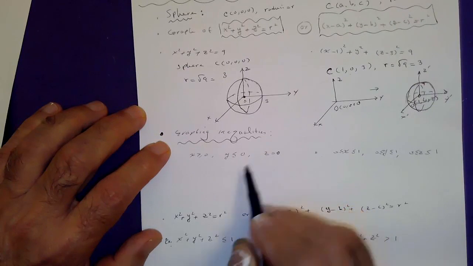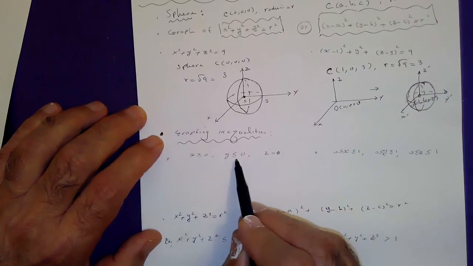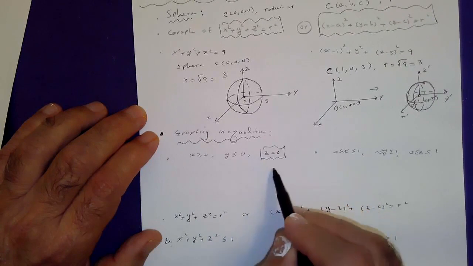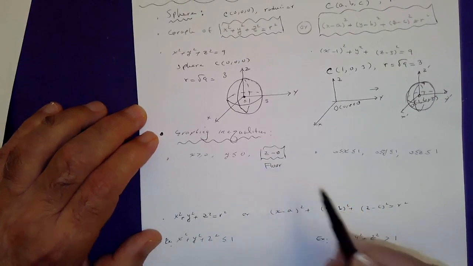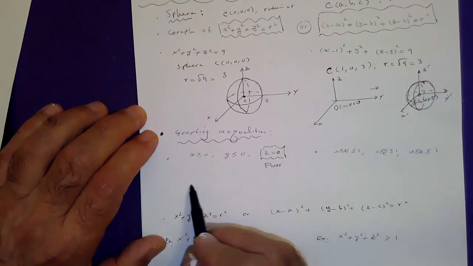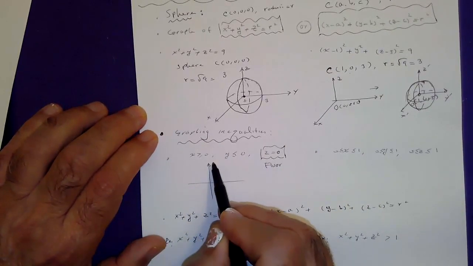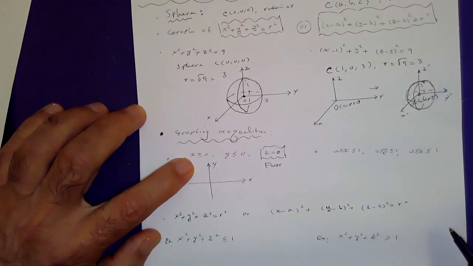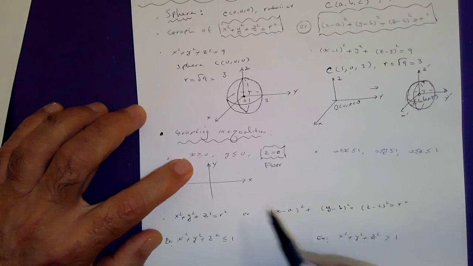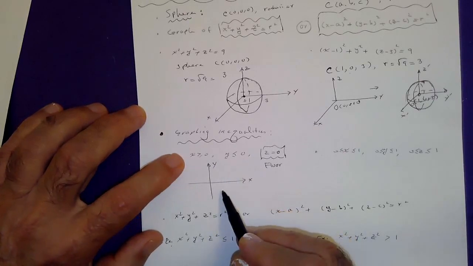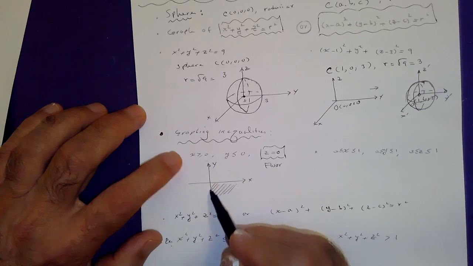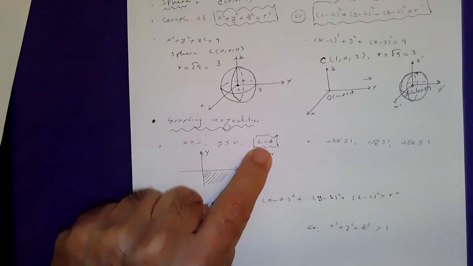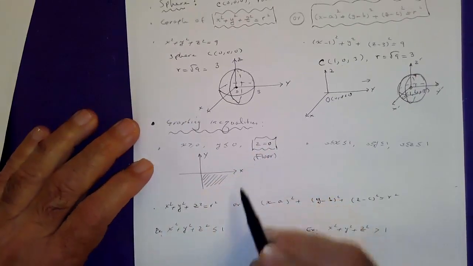Sometimes you're asked to graph inequalities. Notice it says x is greater than 0, y is less than or equal to 0, but z is 0. The minute you see z is 0, that means you're on the floor, on the xy plane. And x is positive and y is negative, so it has to be right about here. X is positive, y is negative, but z is 0, so we're on the floor.